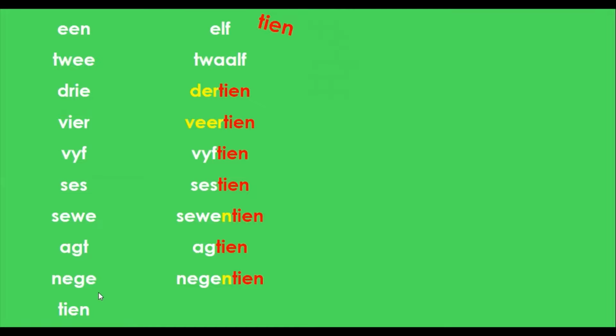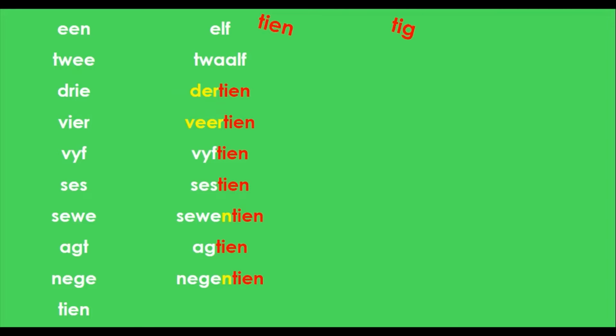5 is 15, 6, 16. But then 7 and 9, we're going to add the N there. 7 is not seventien, it's sewentien. The same with 19. And then 8 is 18. We don't just add the tien there, and then it should be a double T. However, we don't have a double T. So it is agtien. One T falls away.